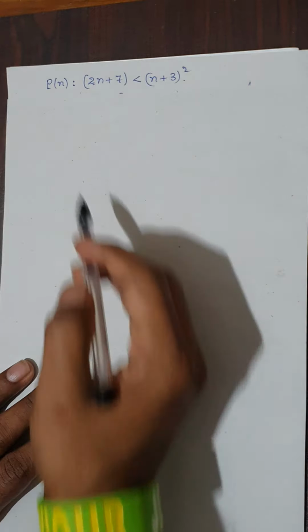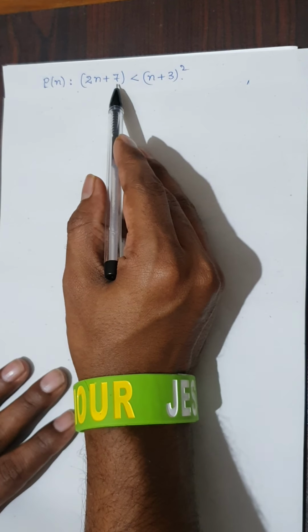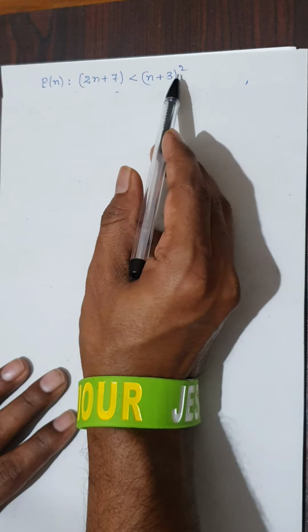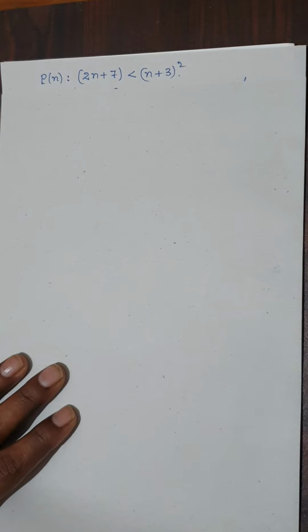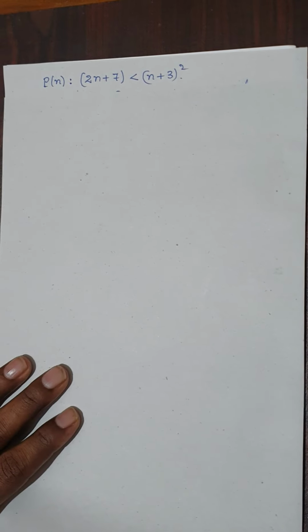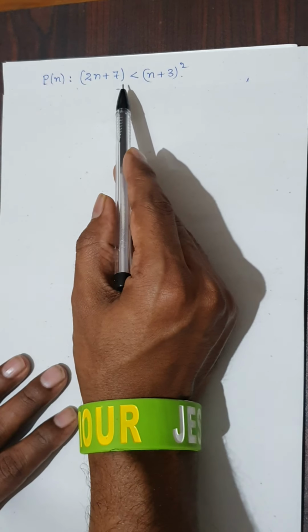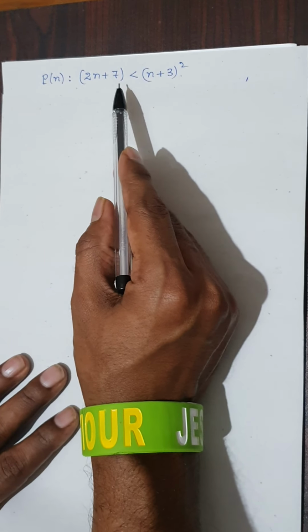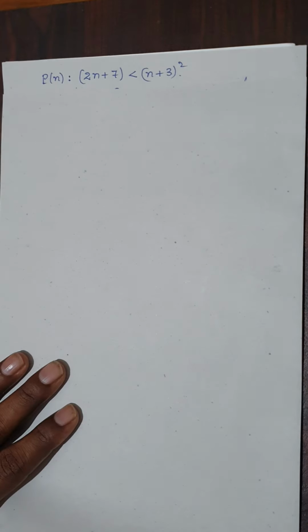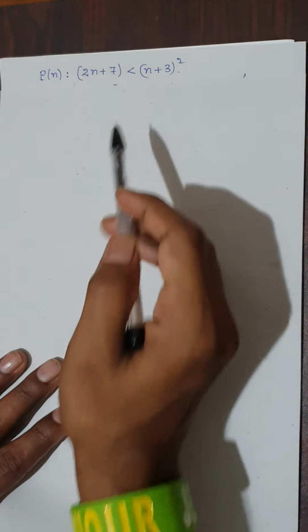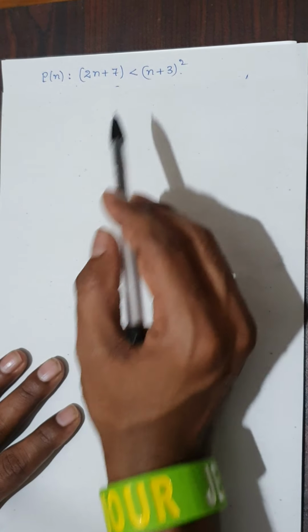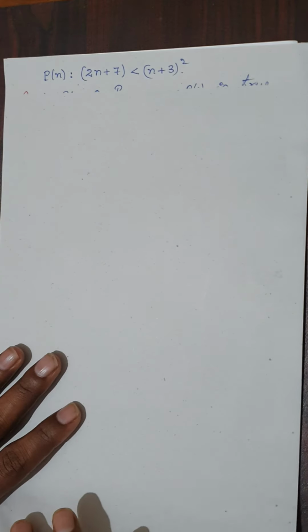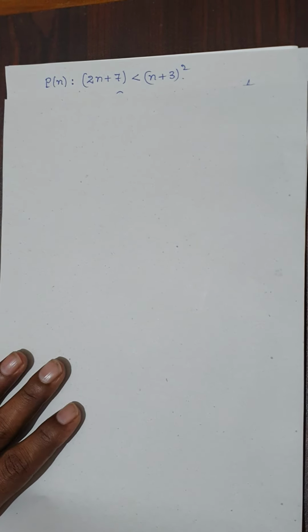Now look at this statement, dear student. P of n is equal to 2n plus 7 strictly less than n plus 3 whole square. Until now, we have solved all the statements where it was all equations. This is an inequality. Okay, we are going to see these terms or this concept in detail in chapter number 6. But for the time being, let us just consider it as an inequality, because if less than or greater than, or strictly less than and greater than is there, such kind of statements are called inequalities. So we have to prove this inequality by the process of MI, which is mathematical induction.